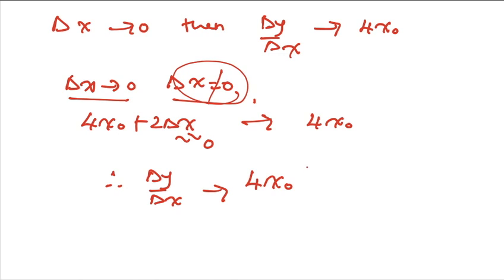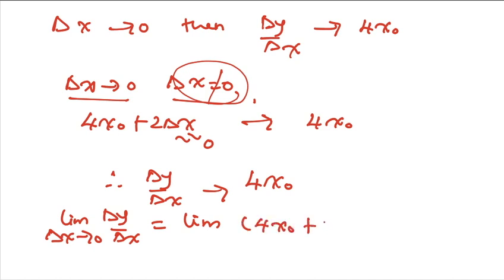Now, another way of looking at it is basically we are looking at the limit of change in y over change in x as change in x approaches 0. That means we are looking at the limit of 4x naught plus 2 change in x as change in x approaches 0. And then the answer for this limit is actually 4x naught. Okay, so this is another way of looking at it.